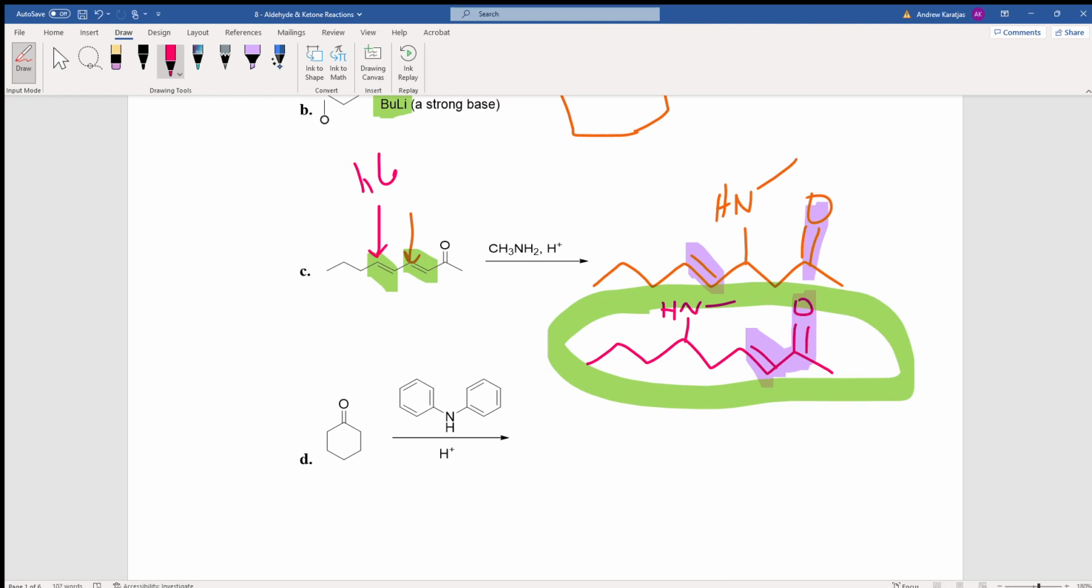Part D is much more straightforward. We have the addition of a secondary amine into a ketone. There's no double bond to worry about. Now recall with secondary amines that the product is slightly different because we don't have that extra proton to remove. And so the resulting product is the enamine.